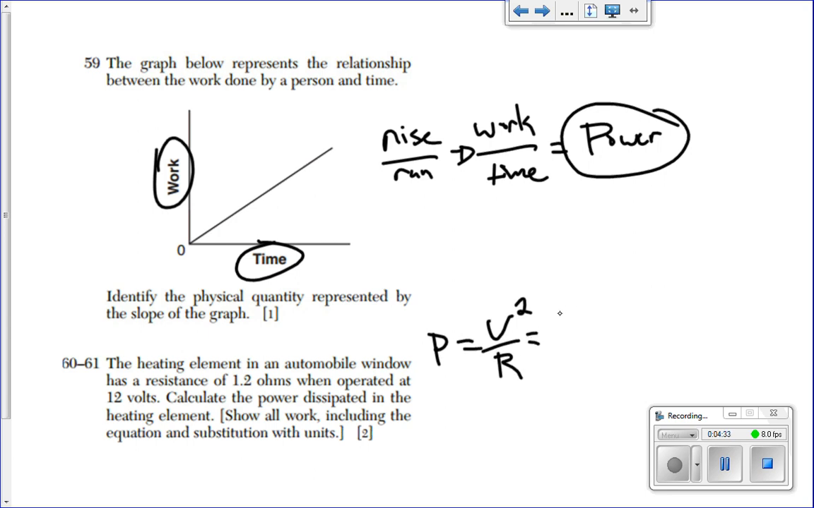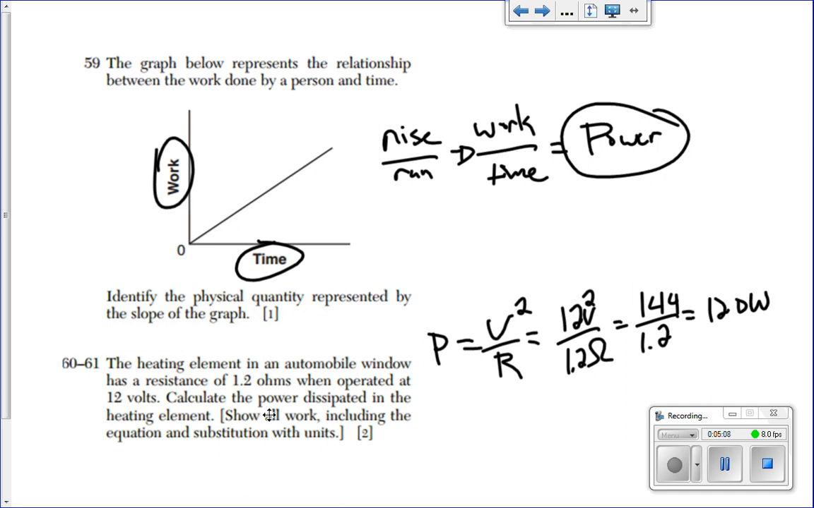And so now we just need to plug this in, so that's 12 squared. Oh, and let's do this correctly. 12 volts squared divided by 1.2 ohms. And that's going to give you 144 over 1.2. Get your calculators. 144 divided by 1.2 is 120 watts. All right, let's check it.